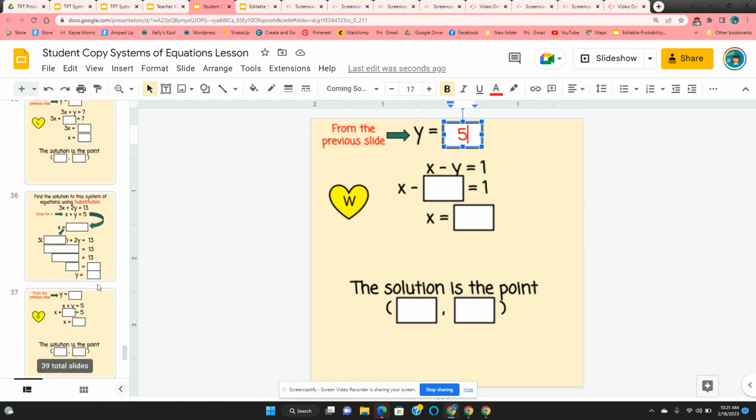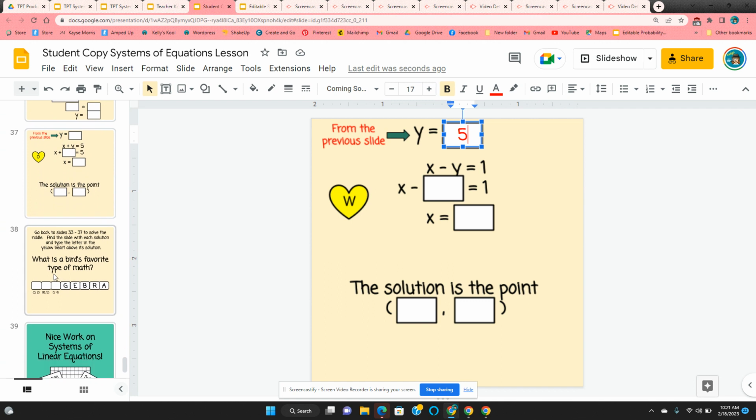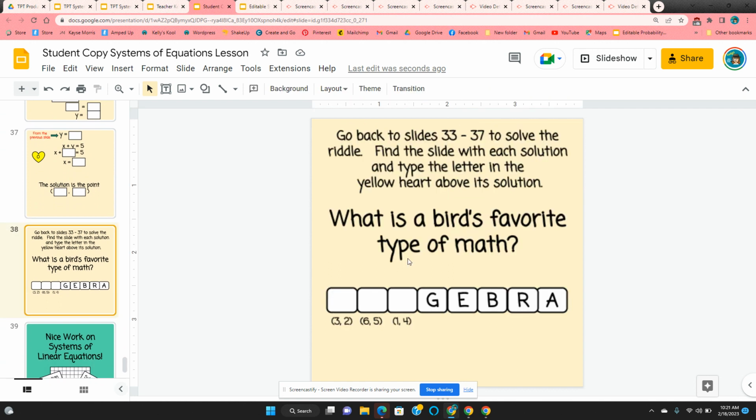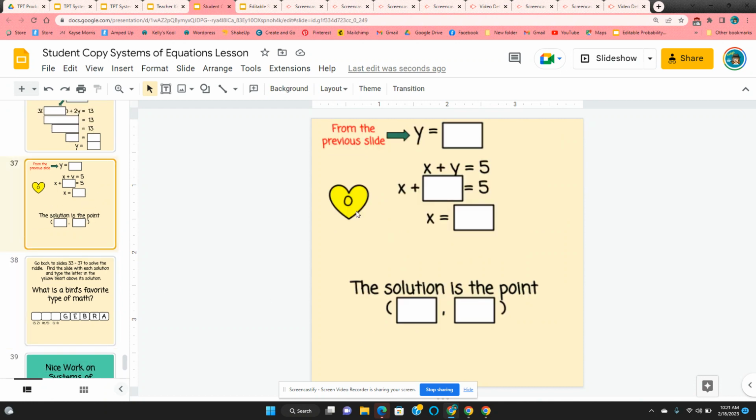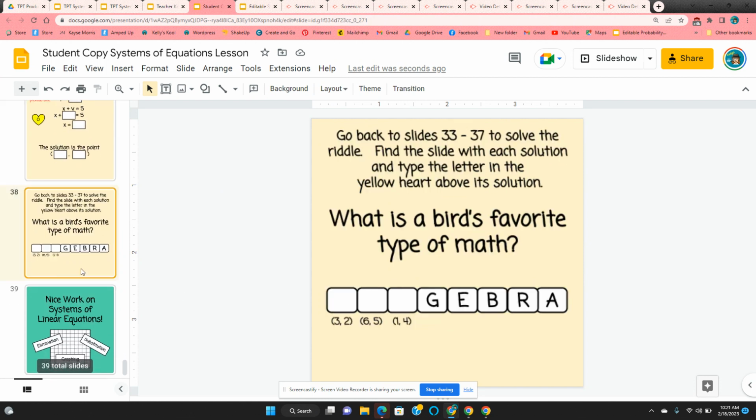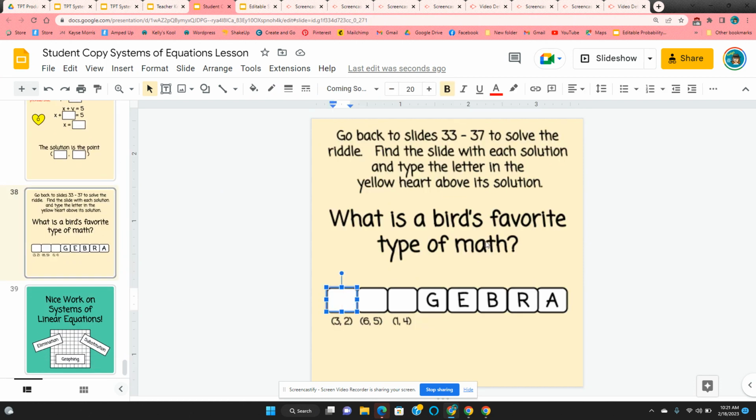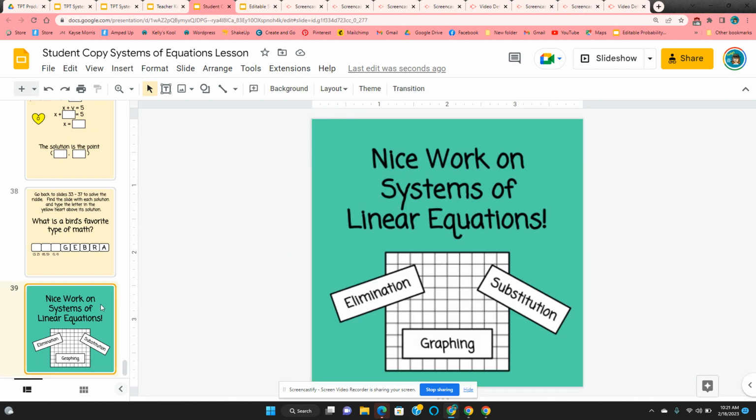So they're giving a couple more of these to do. And then they get one more riddle. They're going to go back through slides 33 through 37, look for these 3 solutions, and then look for the letter that's in the yellow heart, and that'll tell them what to type to solve the riddle. So that's it. Nice work on systems of linear equations.